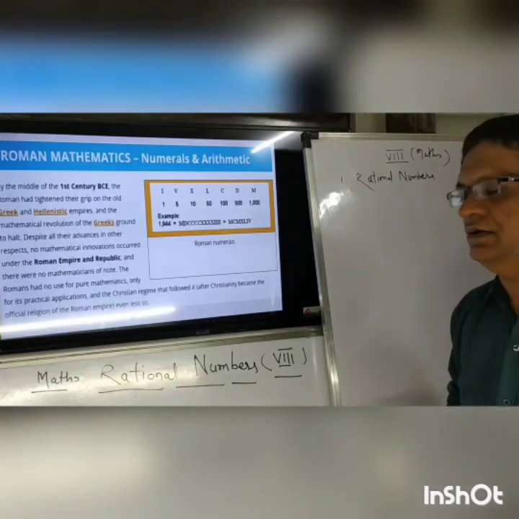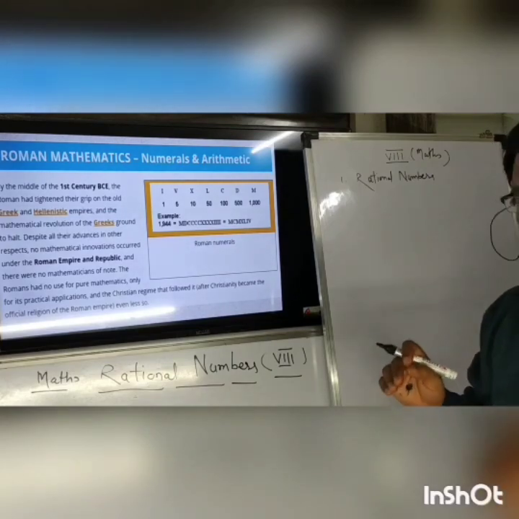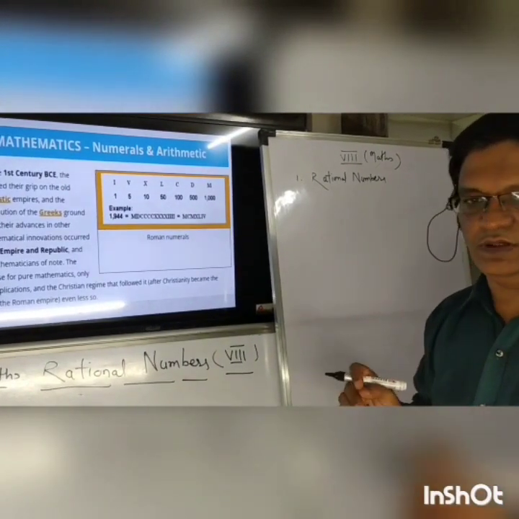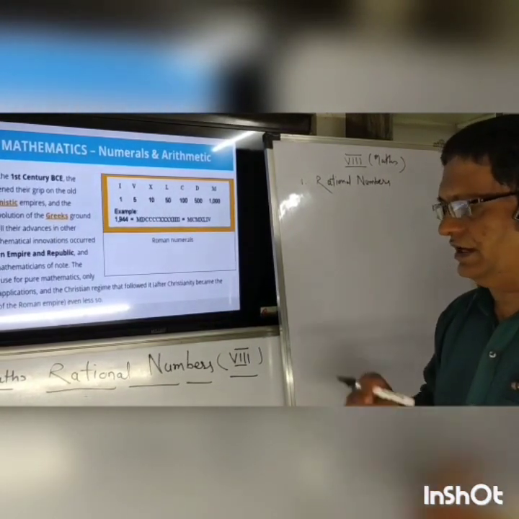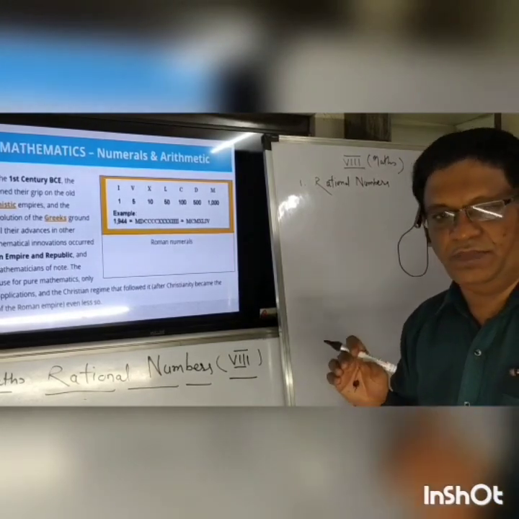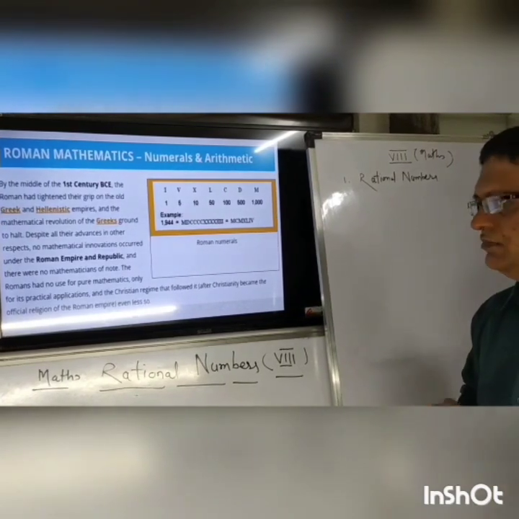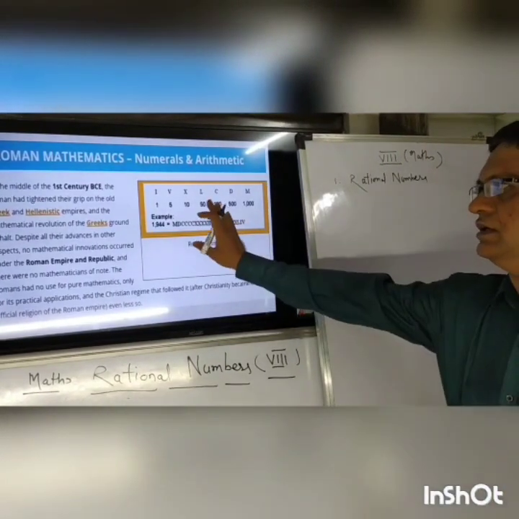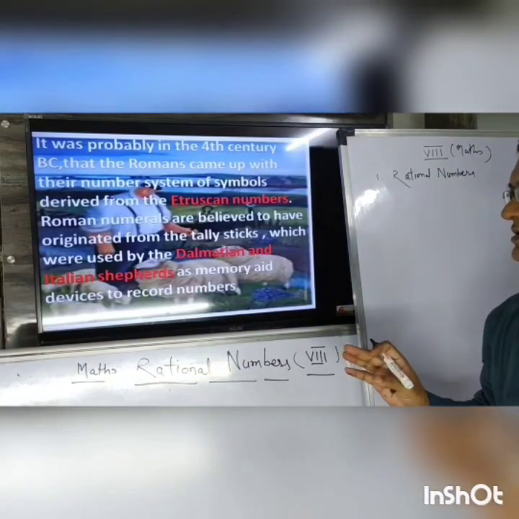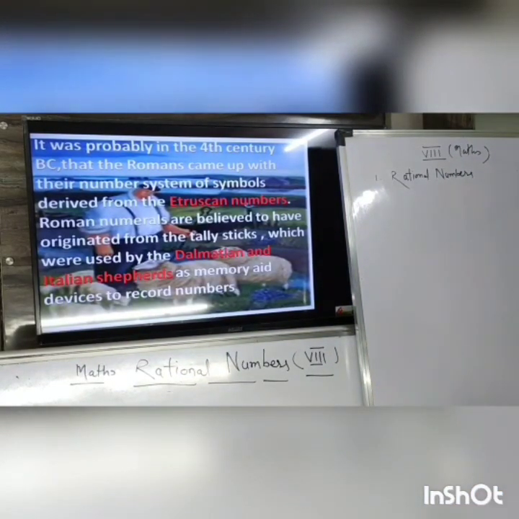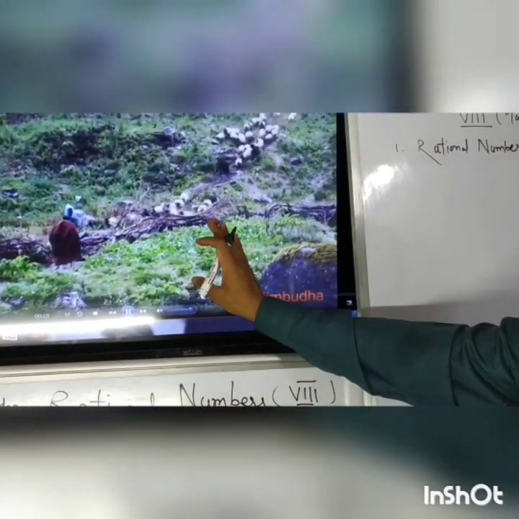Now after that come the Roman numbers. Actually, when Greece was removed and the Roman Empire took possession of the Greek lands, there was no development of mathematics in the Roman Empire period. But still, there were attempts made by the Romans, that is, Roman numbers. Let us see the history of the Roman numbers. Roman shepherds used these Roman numbers while counting their sheep.